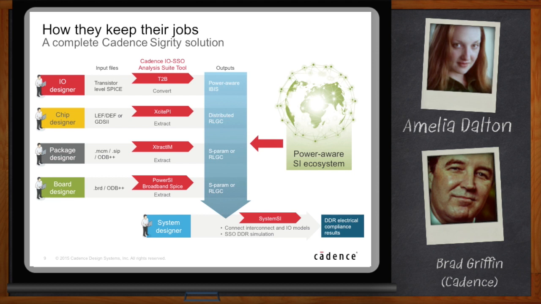So each one of those has a certain input that would be different. If you're a chip designer, you're going to have certain data available to you. If you're a package designer, you're going to have certain data available to you. So the package, they have this information. The output is a power-aware model that can be used by the system designer so he can plug it all together and actually perform the analysis that says, hey, this whole system from literally I/O to I/O, it meets the JEDEC requirements for DDR4 and LPDDR4.